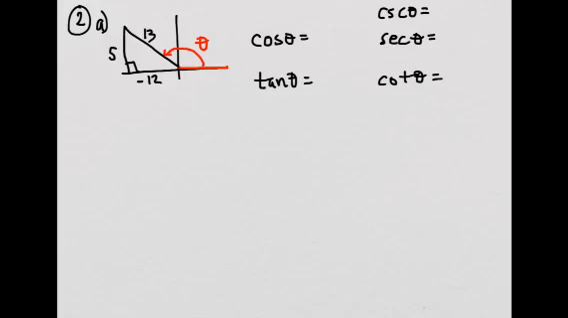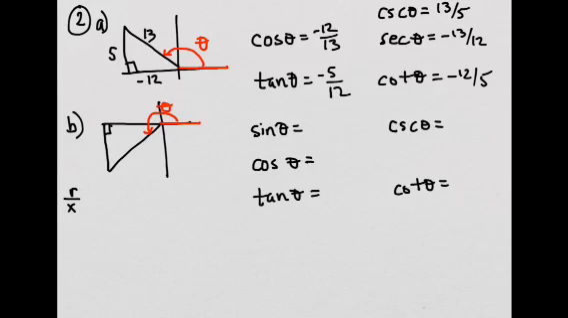Cosine is x over r. Tangent theta is y over x. Cosecant is the reciprocal of sine. So they gave you sine already, right? Sine theta is 5/13, so this would be 13/5. Reciprocal of cosine theta is secant theta. Reciprocal of tangent theta is cotangent theta.